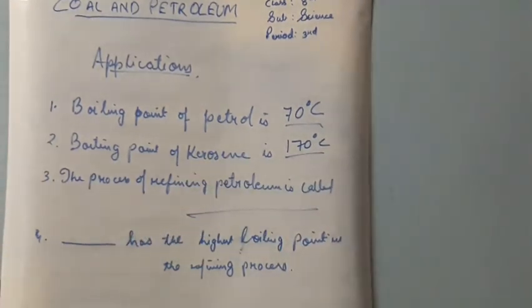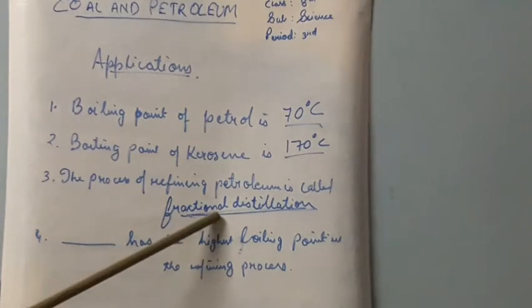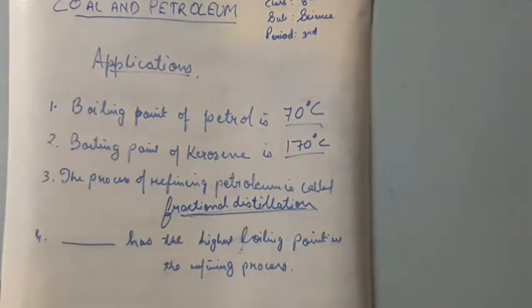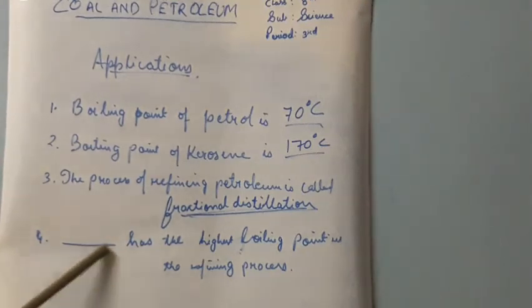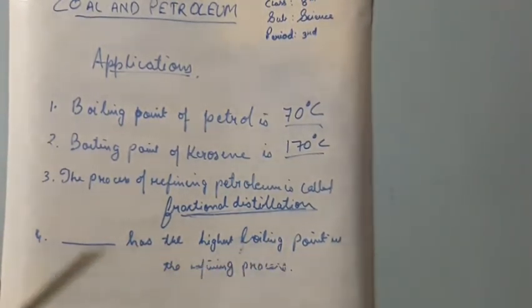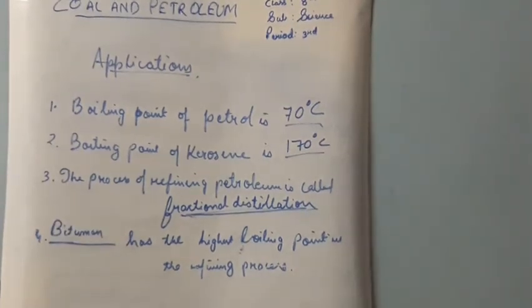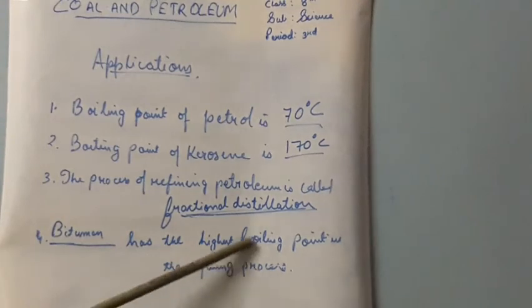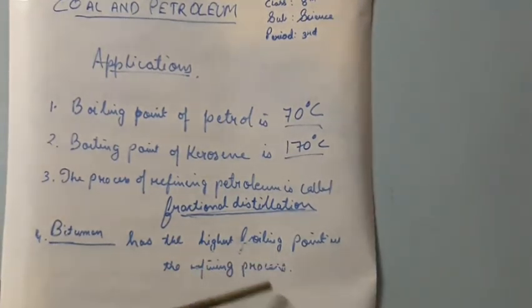Then the third one, the process of refining petroleum is called dash. What is the process known as? We have learned today. Think and answer. That process is known as fractional distillation. Yes. Then the last question, dash has the highest boiling point in the refining process. Which has the highest boiling point? Superb. Bitumen has the highest boiling point in the refining process.